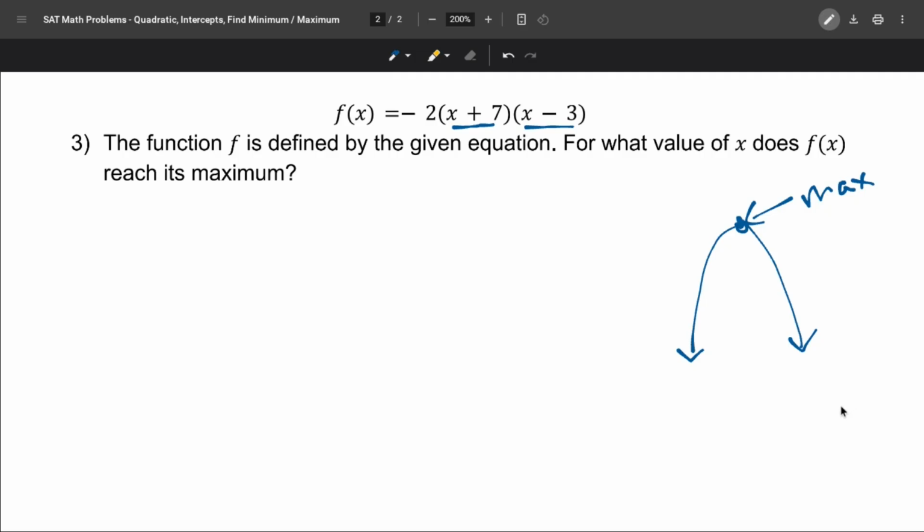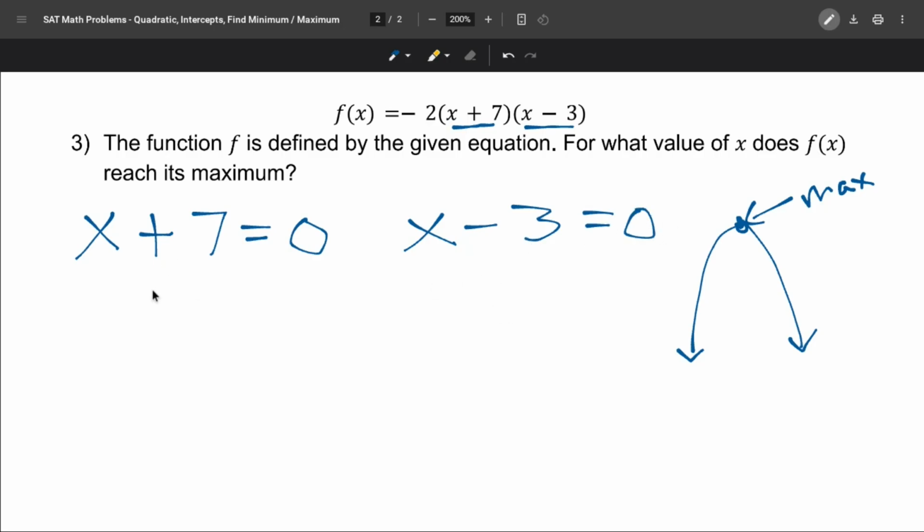But the premise is the same. The maximum is going to be halfway between the two x-intercepts. So first off, we have to solve for the x-intercepts. So we're going to set x plus 7 equal to 0. We're also going to set x minus 3 equal to 0.